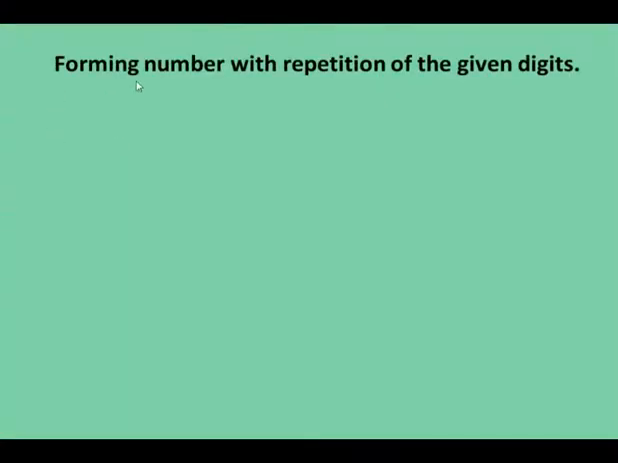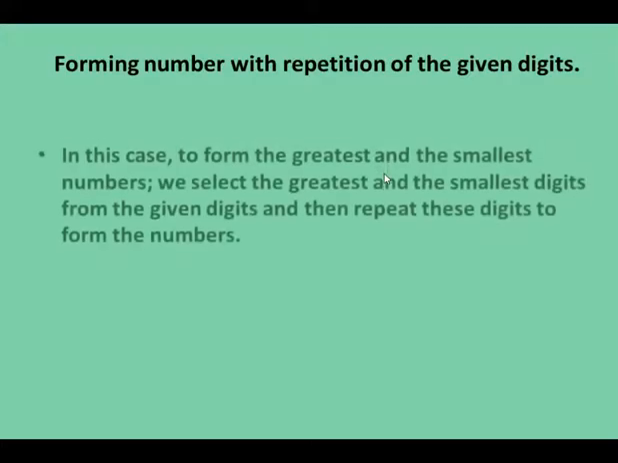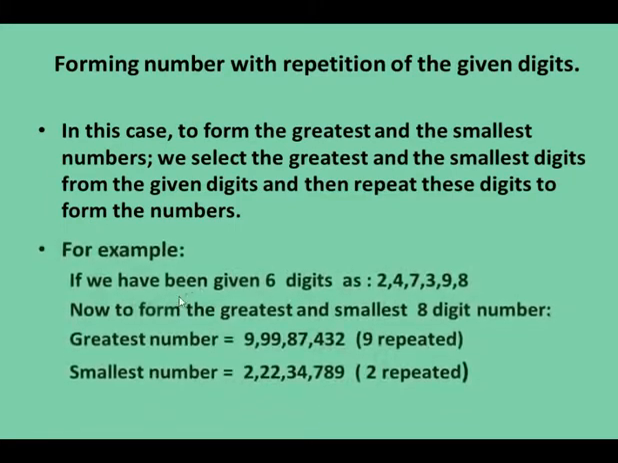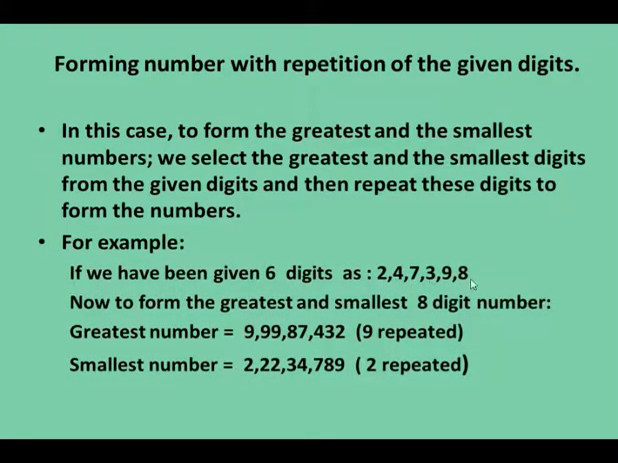Then we have forming numbers with repetition of the given digits. If we are allowed to repeat digits from the given digits, then to form the greatest and smallest numbers, we select the greatest and smallest digits from the given digits and repeat them to form the numbers. For example, if we have been given these 6 digits and we have to form the greatest and smallest 8-digit number out of them, we have only 6 digits and need an 8-digit number, so we need to repeat a particular digit 2 times or 3 times.